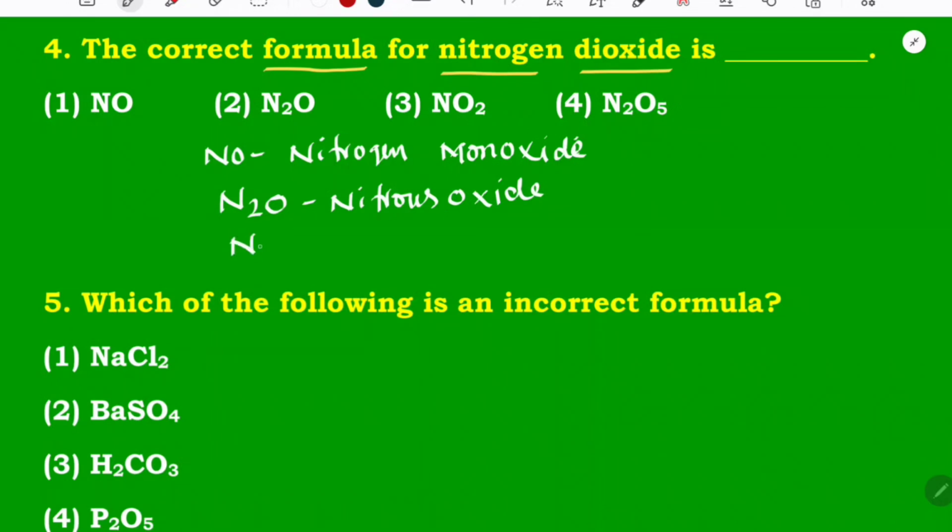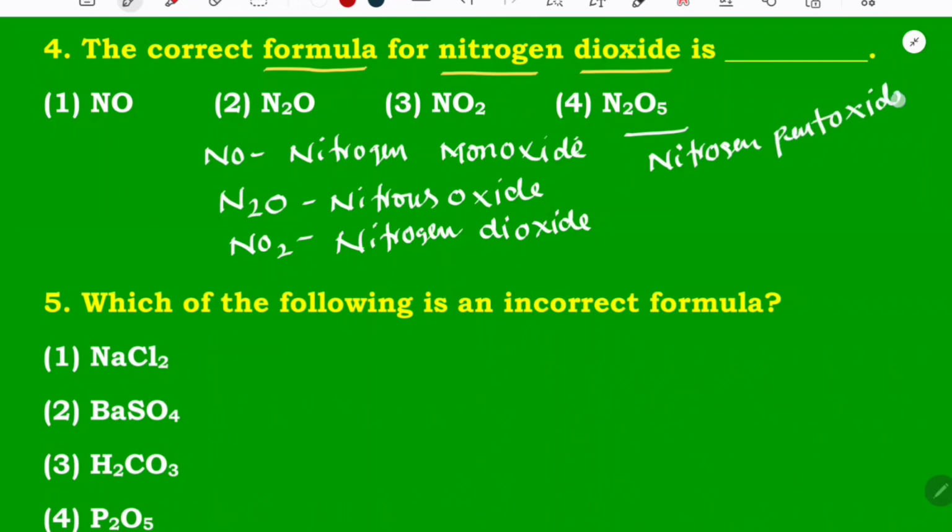NO2 means nitrogen dioxide. N2O5 means nitrogen pentoxide, since 5 is the pentoxide. So the correct answer for nitrogen dioxide is NO2. So next.